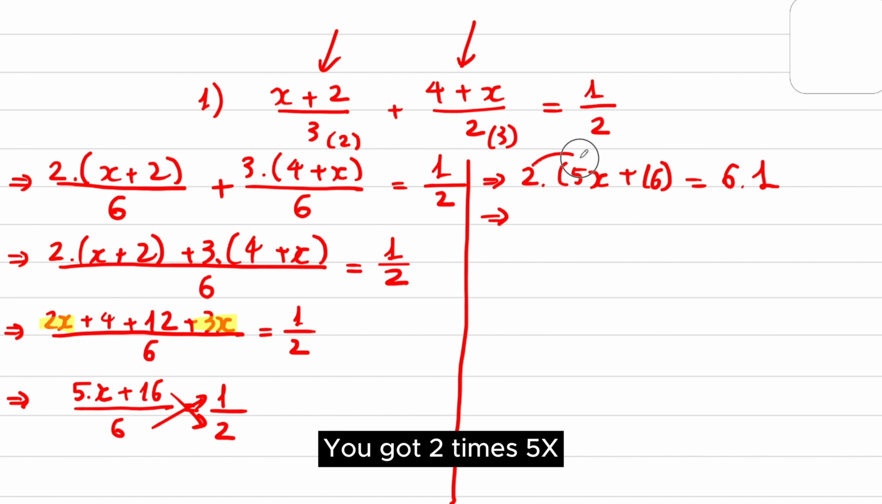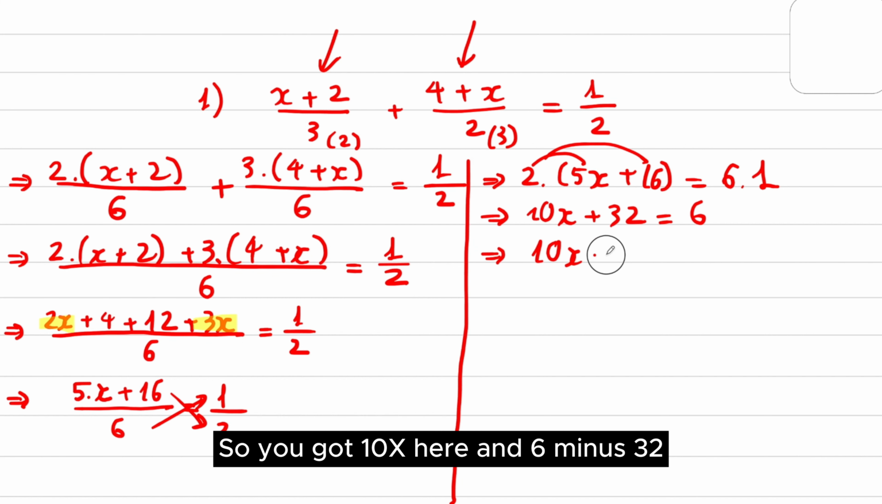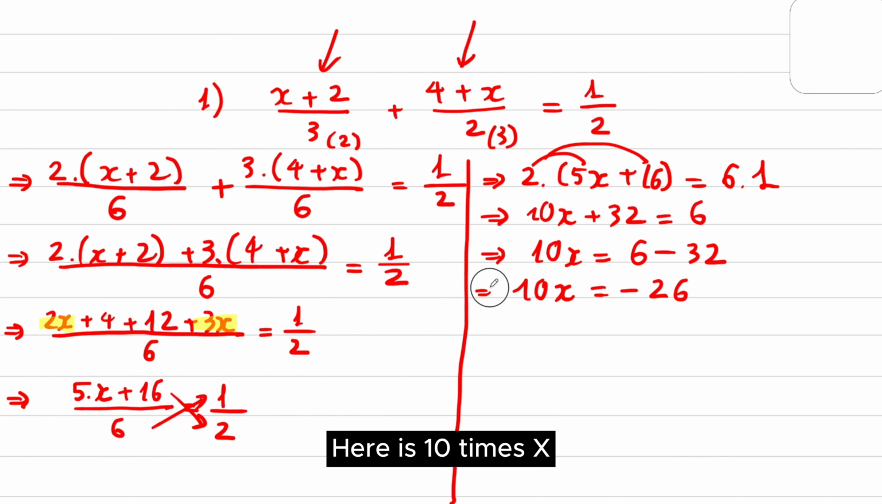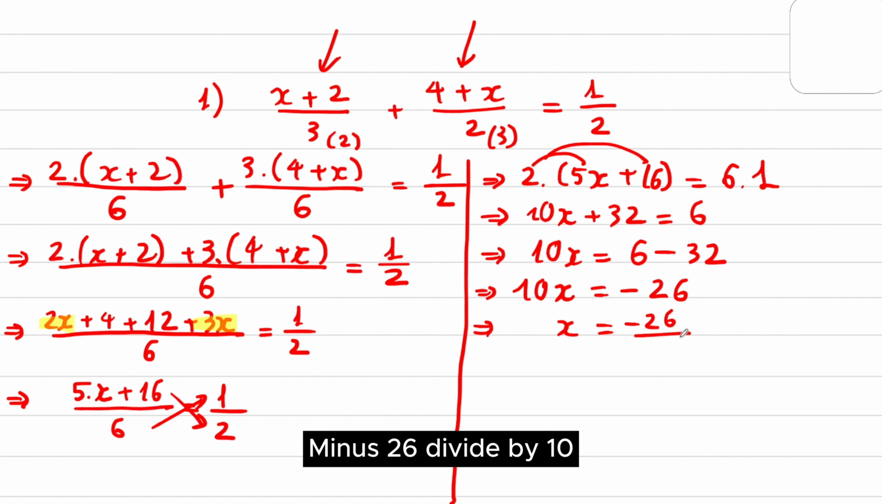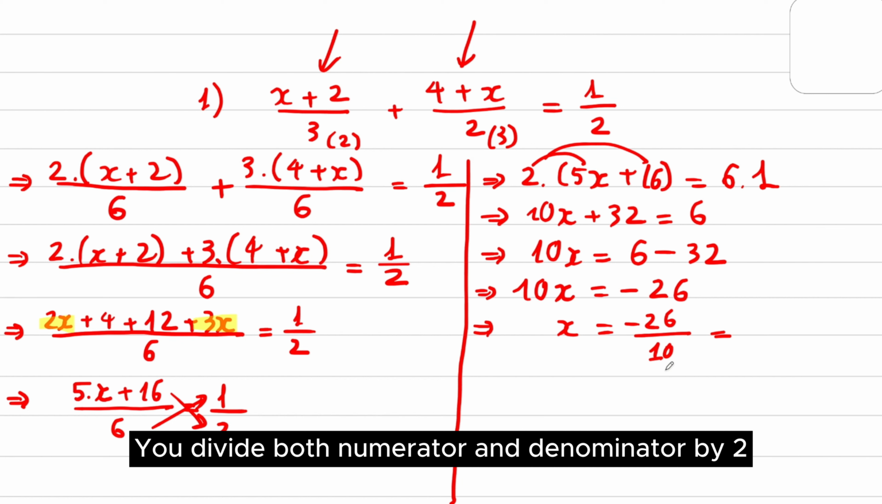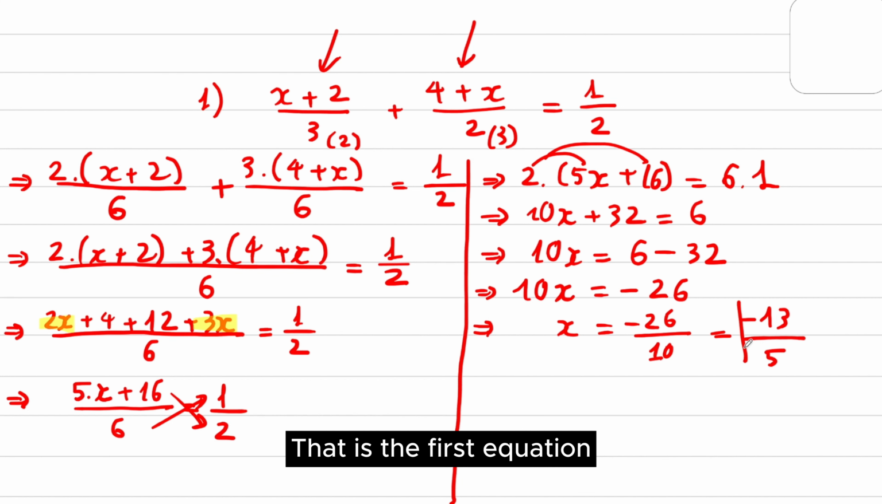So expand here, you got 2 times 5x, you got 10x, 2 times 16, you got 32 equal to 6. So you got 10x here and 6 minus 32, and then you got minus 26. Here is 10 times x. Okay, so you got x equals minus 26 divided by 10, and then how can you simplify this one? You divide both numerator and denominator by 5. So you have minus 13 over 5. Yeah, that is the first equation.